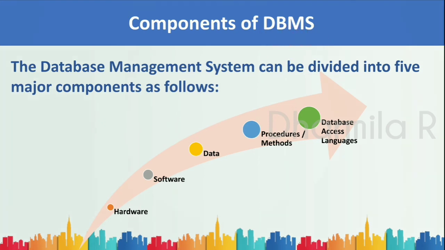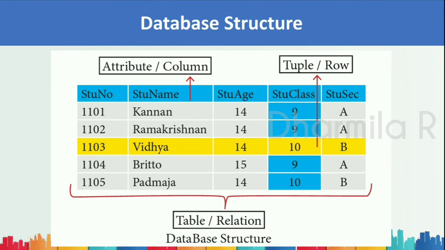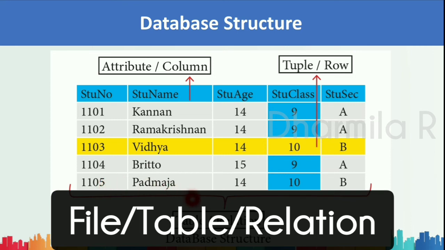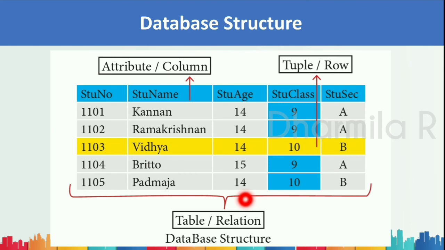So now let us move on to the last topic of this class, database structure. So database is nothing but a collection of tables. So let's see what is a table. A table is the entire collection of related data in one table. It is referred to as a file or a table or a relation. So 3 names are given for a single table. It can be called a table or relation or file.